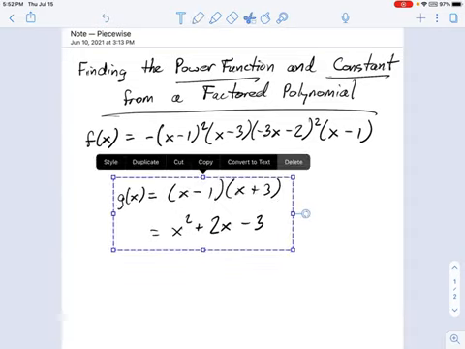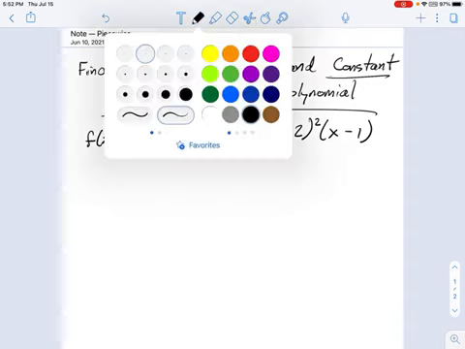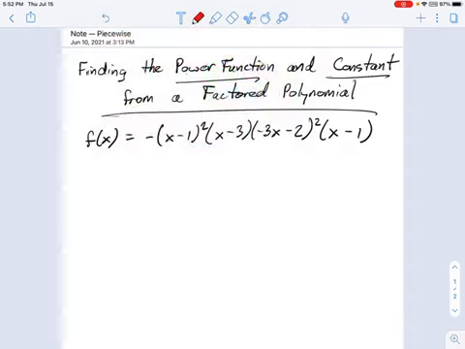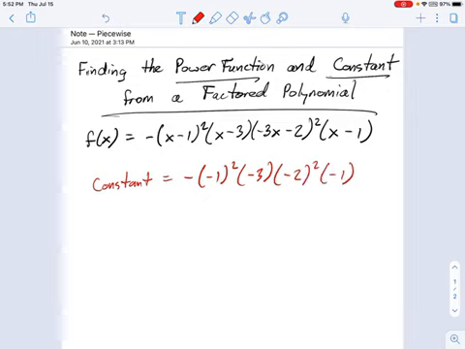So let's do an example with this one. And let me just change my color here so we can see all the new ink. If I want to know what the constant term is, here's how I go about it. I say negative, because the negative is still up front. We have to deal with that. Negative 1 squared times negative 3 times negative 2 squared times negative 1. Okay, now that's not so bad. We just have to work through all these terms here.